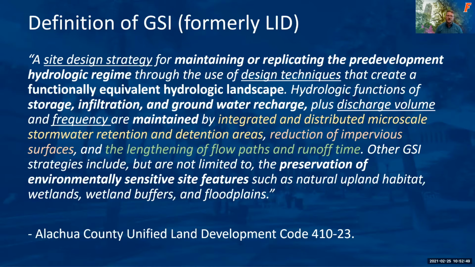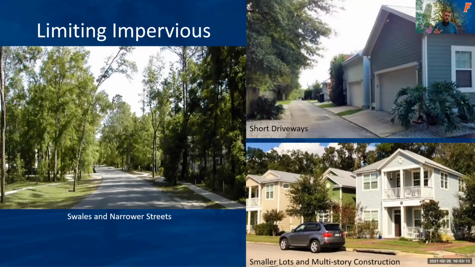Other GSI strategies include, but are not limited to, the preservation of environmentally sensitive site features, such as natural upland habitat, wetlands, wetland buffers, and floodplains. These are valuable resources in an undeveloped site that should be protected and utilized to buffer the impacts of urbanization. So let me go over some of the strategies here as we get into what GSI really is in implementation.